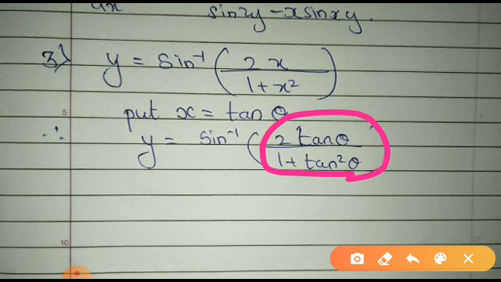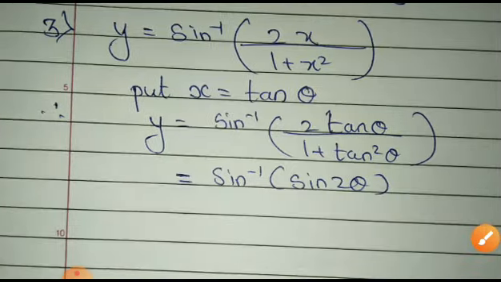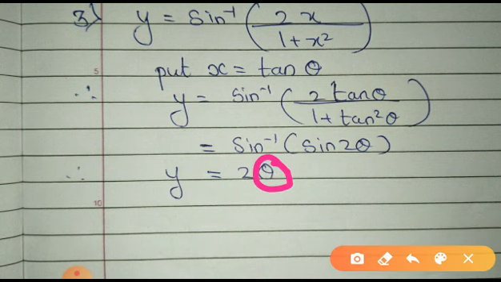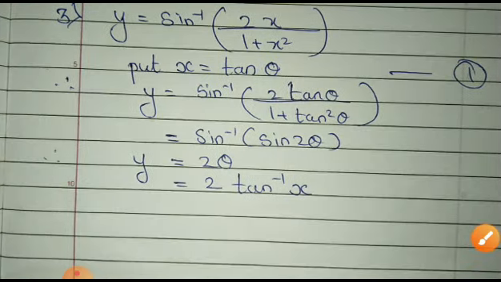So instead of this, I can write now what? It will be sine 2 theta I can write. Now sine inverse, it will be just 2 theta. Okay, so I'll get y as 2 theta. Now this theta should be replaced in terms of x. Since x is tan theta, your theta will be tan inverse of x. So I'll get it as y is equal to 2 tan inverse x.